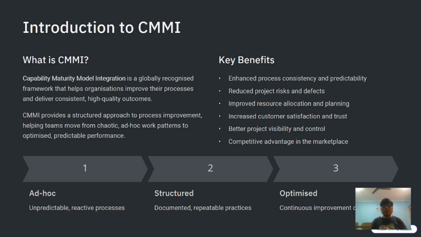Now at this structured level, we are saving some time, because our repeated tasks are getting eliminated. So ultimately our return on investment is good. When we are putting things into a document, into some kind of template, the chances are high that we are not missing out anything.